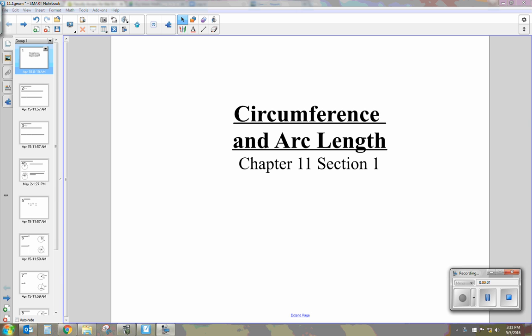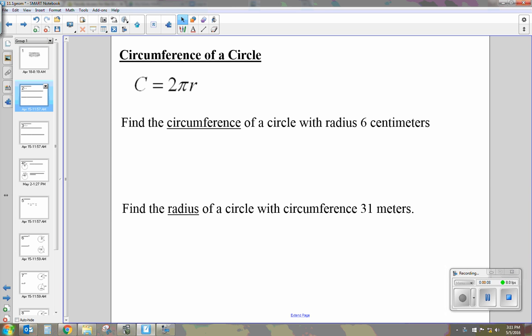Today I'm going to be talking about circumference and arc length. This is chapter 11, section 1. What we're going to start out with is just the basic circumference formula: C equals 2 times pi times r, and r is our radius.